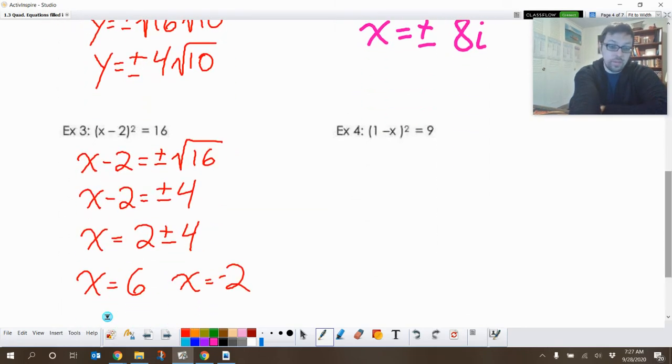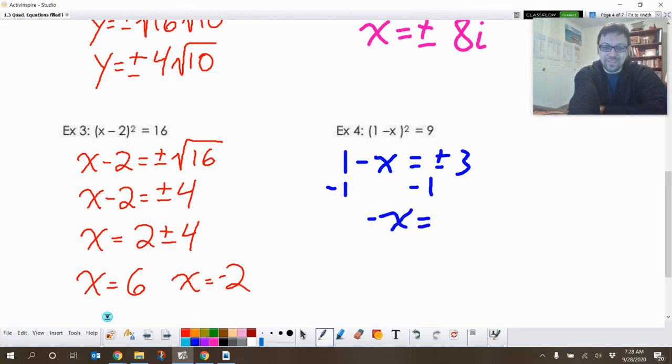Now we can do something similar even if there's a parentheses there. We can square root both sides. So we get 1 minus x equals plus or minus 3. Then we can bring the 1 to the other side. Or actually, I'm going to bring the x. No, I'm going to bring the 1 to the other side. Sorry. Can't make up my mind. So we get negative x equals negative 1 plus or minus 3. Divide both sides by negative 1.